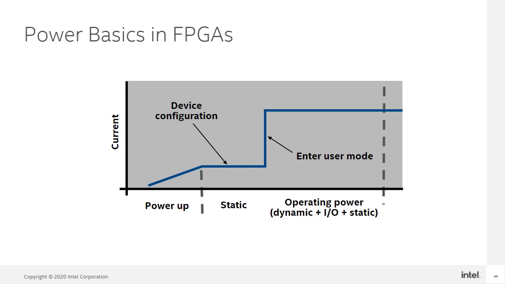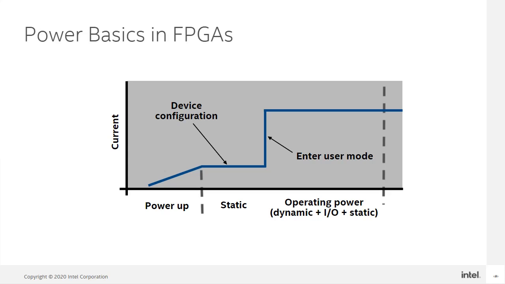To understand how and when to use the power analysis tools, you must first understand power usage in FPGA devices over time, from initial power on to normal user mode. When the device is first powered up, the current usage ramps up, as shown here, until it reaches its static level of power usage before device configuration. Device configuration occurs at some point during the time labeled as static.